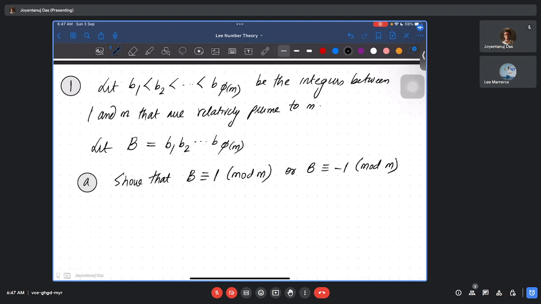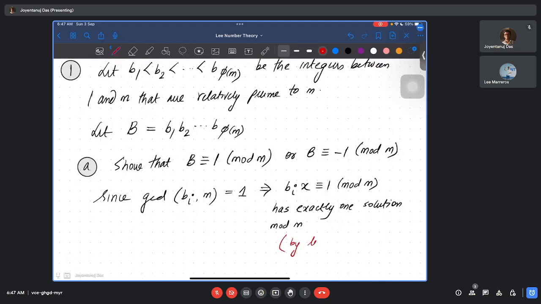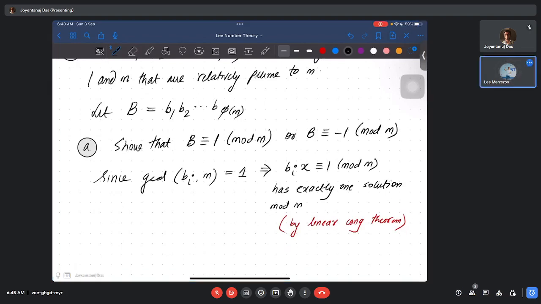So the thing is, suppose we take some b_i, the GCD of b_i and m is 1. So by the linear congruence theorem, b_i x is congruent to 1 mod m has a unique solution, exactly one solution modulo m. So this is by that linear congruence theorem.